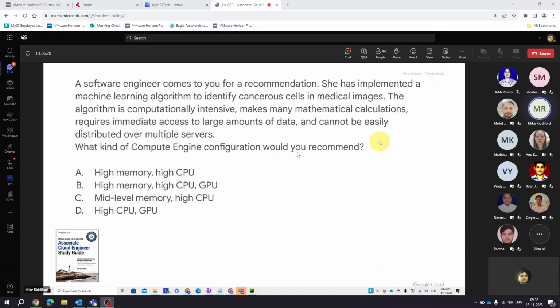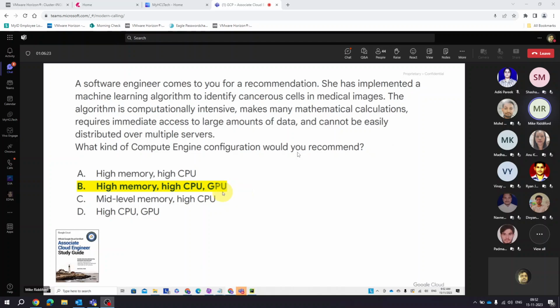Okay, so a lot of you are going for B, which is correct. Because of the data, we need high memory, and for the computationally intensive part of the workload, that is the sort of thing that a GPU, or graphical processing unit, can assist with. It's specialized hardware for those types of workloads. Now, there is a cost associated with a GPU, but there is nothing in the question that says you need to worry about cost. So you just go for the optimal configuration.